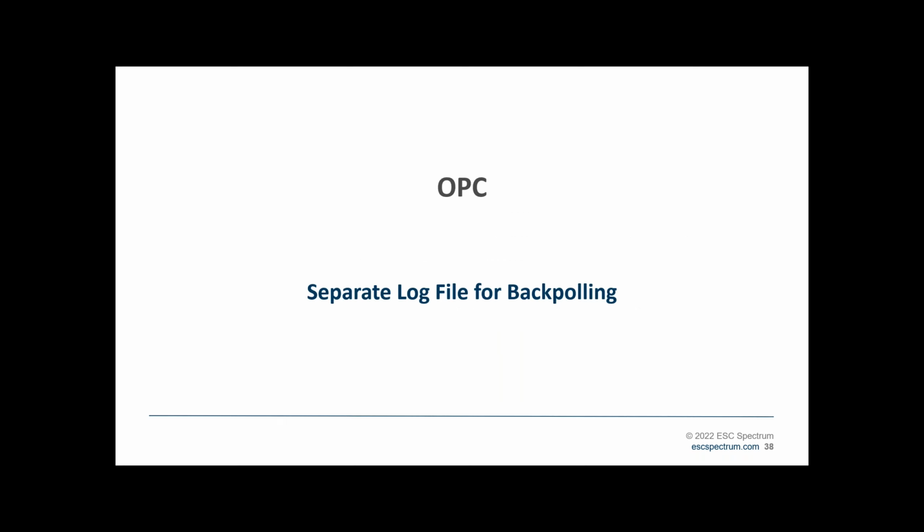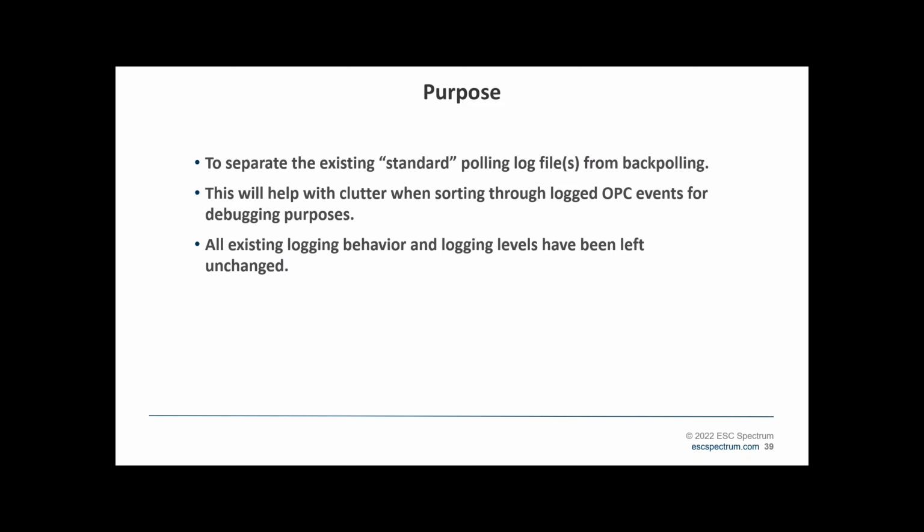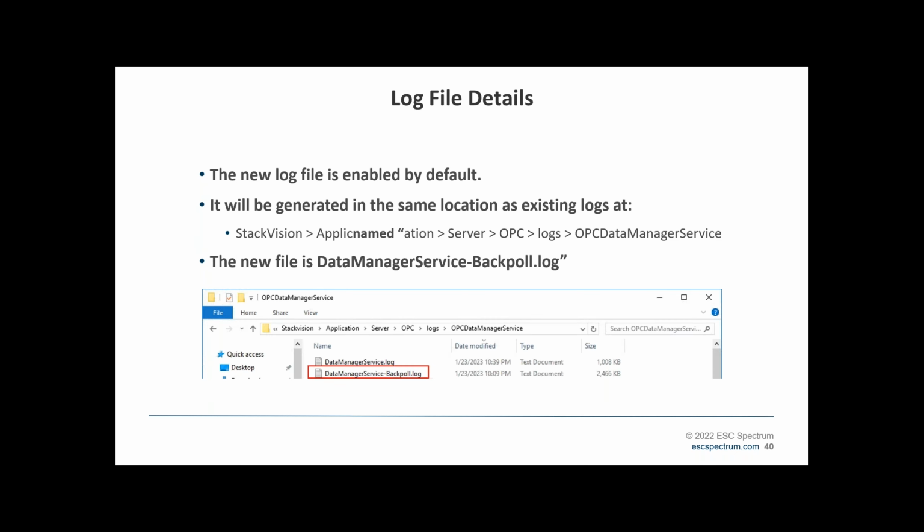OPC, separate the log file for backpolling. By separating the existing standard polling log files from backpolling, it will be easier to sort through logged OPC events. All existing logging behavior and logging levels are unchanged. The new log file is enabled by default and will be generated in the same location as existing logs. The new file is called Data Manager Server Backpoll Log.